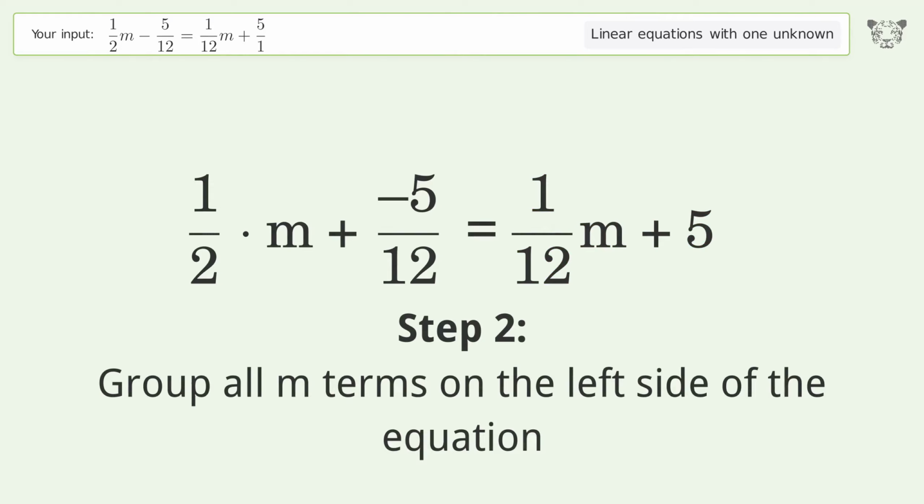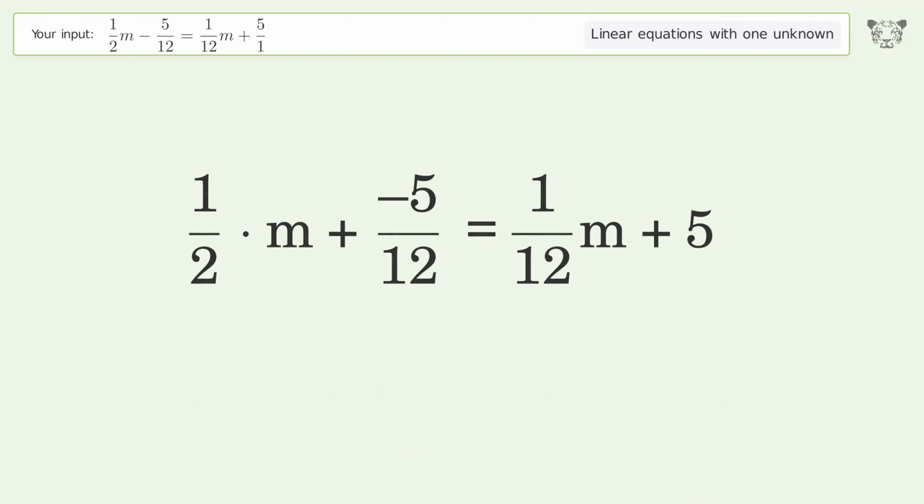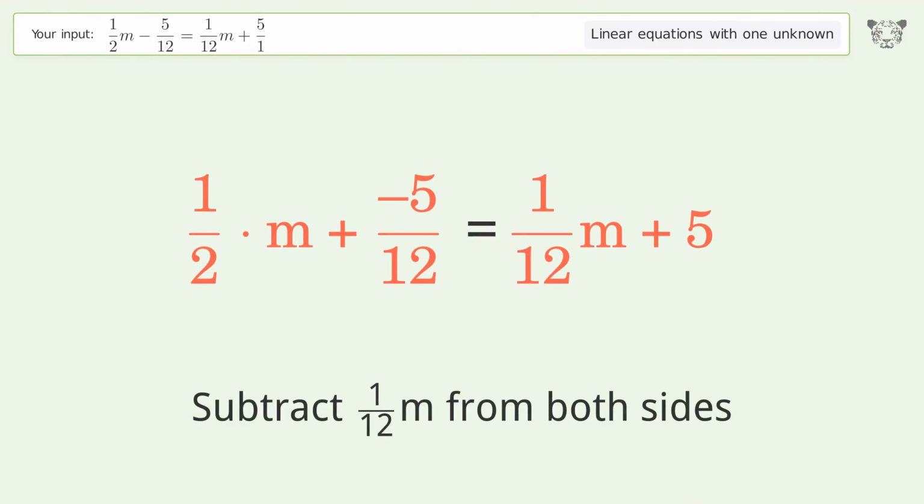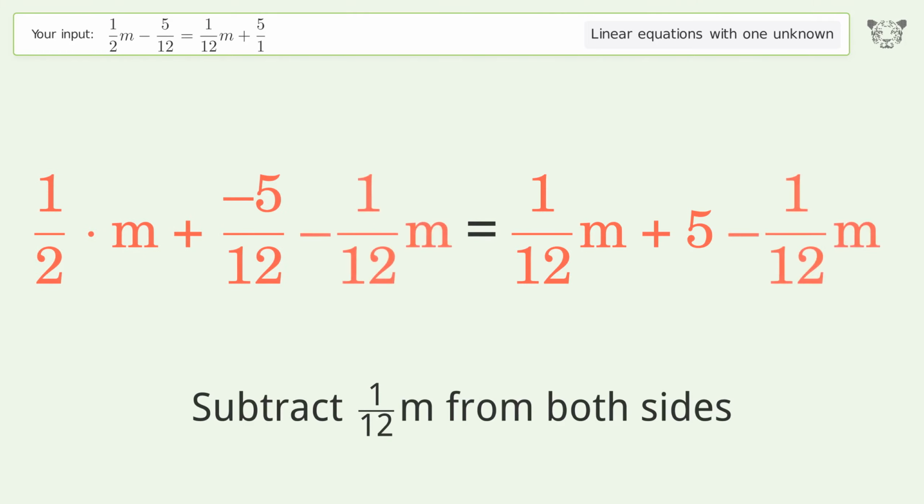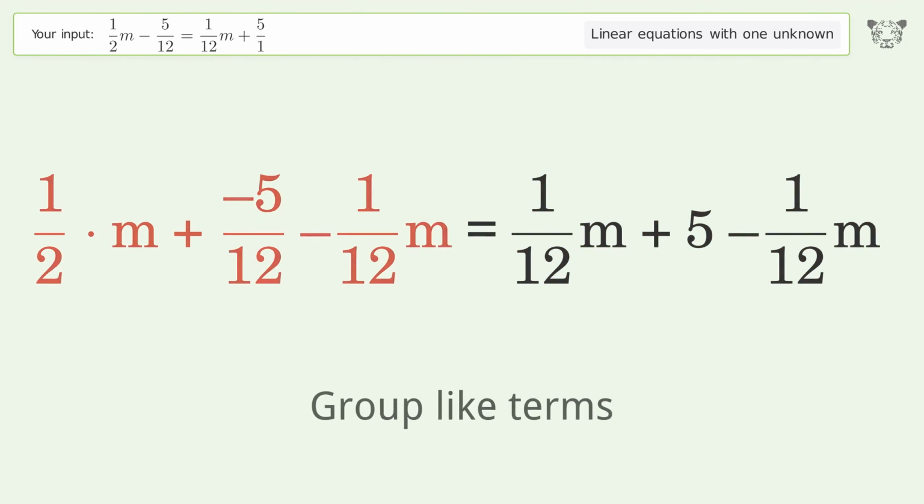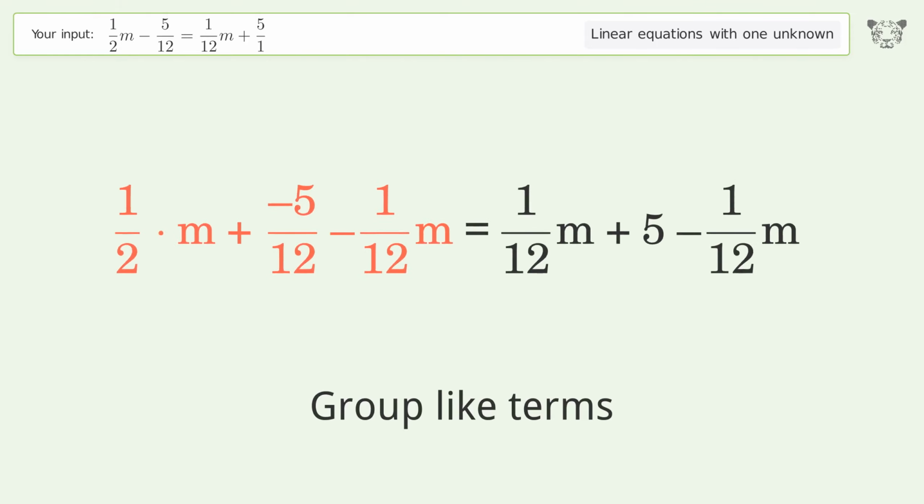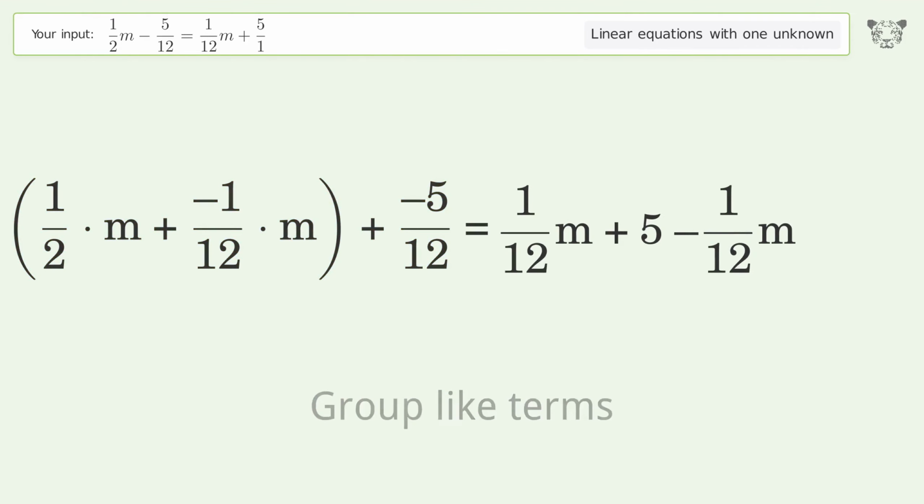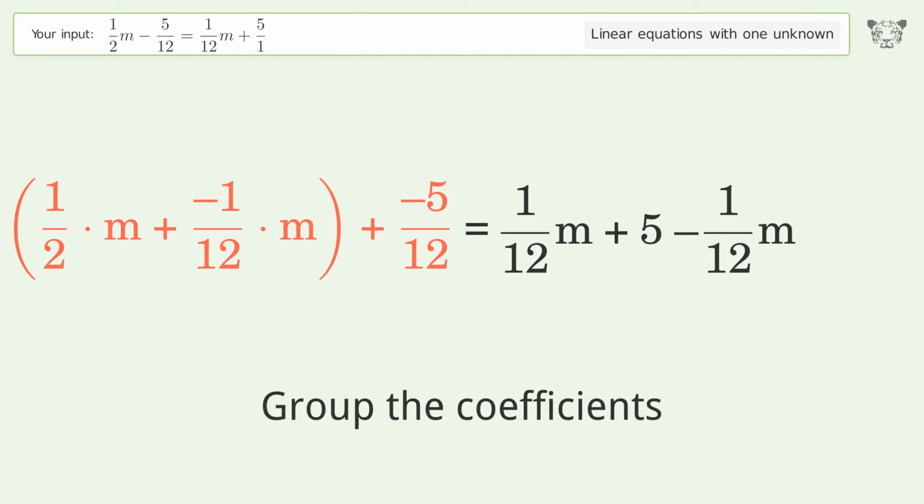Group all m terms on the left side of the equation. Subtract 1 over 12m from both sides. Group like terms. Group the coefficients.